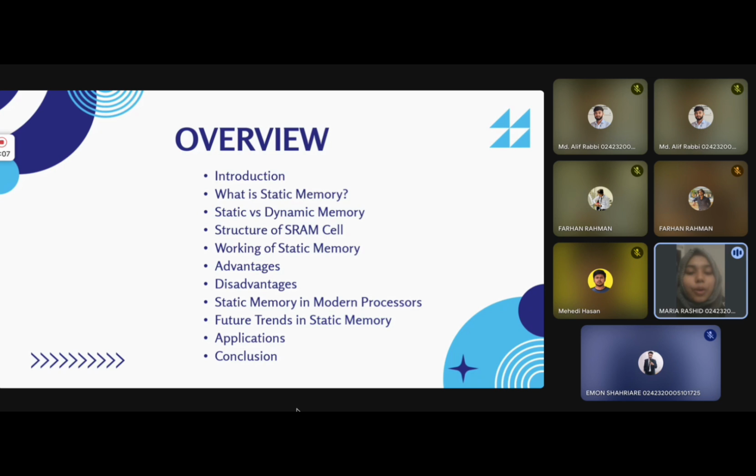Here is the overview of static memory. Introduction: what is static memory? Static versus dynamic memory. Structure of a static random access memory cell. Working of static memory, advantages, disadvantages. Static memory in modern processors. Future trends in static memory, applications and conclusion.